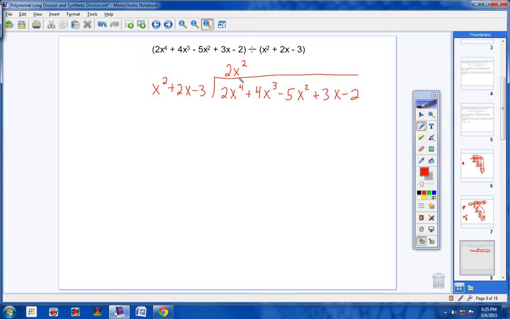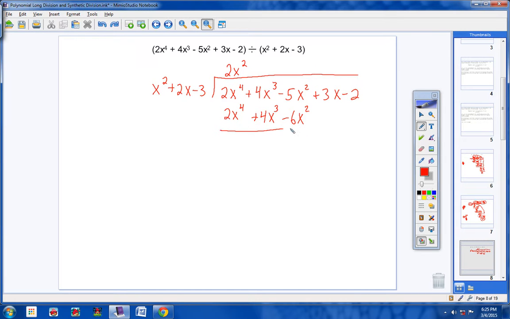Okay, if you don't see that, work it out off to the side. Now you take your 2x squared and multiply it through this trinomial. So 2x squared times x squared, 2x to the 4th. 2x squared times 2x would be positive 4x cubed. 2x squared times negative 3, negative 6x squared. Notice all of your terms are like terms. They line up perfectly. And so we're good to go.